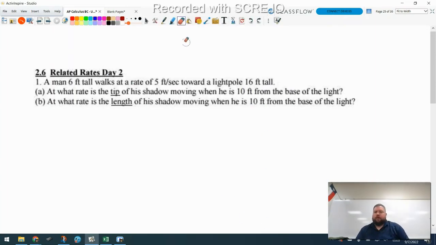All right, here's our video on related rates day 2. So our first problem is a shadow problem. We're going to have a light source and a man walking, and that light source is going to create a shadow, and we're going to find some rates of change.